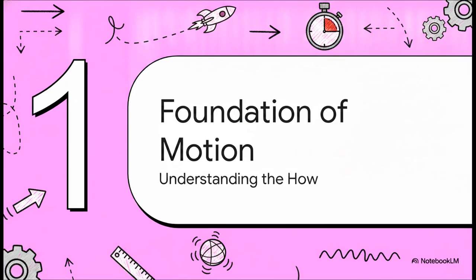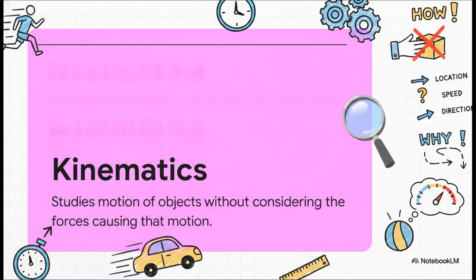Section 1. The foundation of motion. Understanding the how. Right, so before we can study why objects move, we really have to figure out how they move. And that brings us to a concept called kinematics. Kinematics is the branch of mechanics that studies the motion of objects while completely ignoring the forces that actually cause that motion. So the absolute crucial point here is that kinematics answers the how.